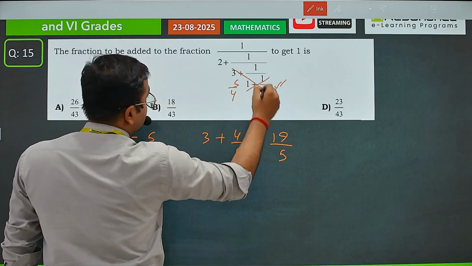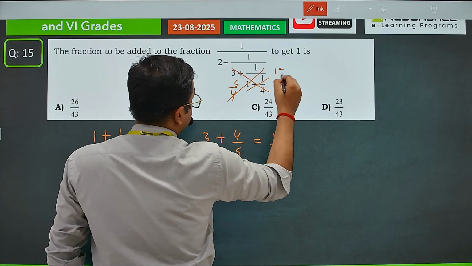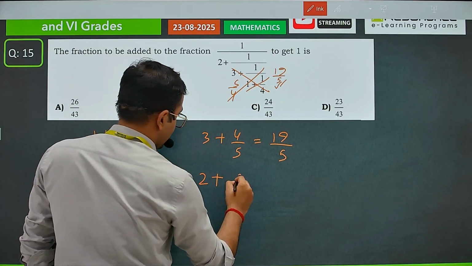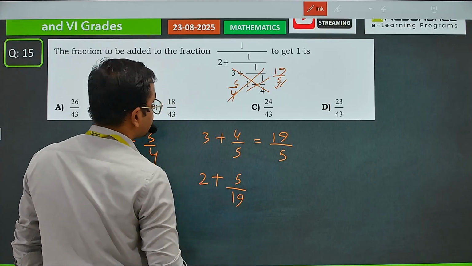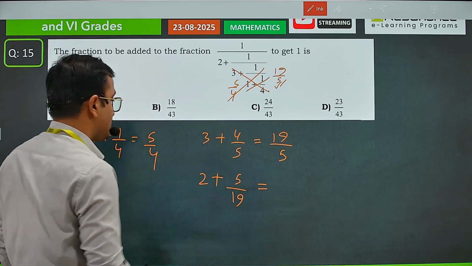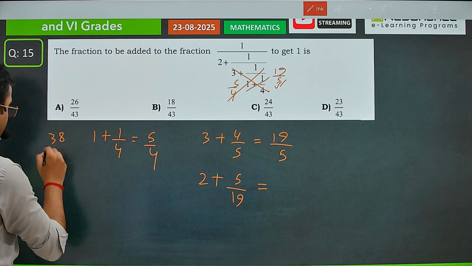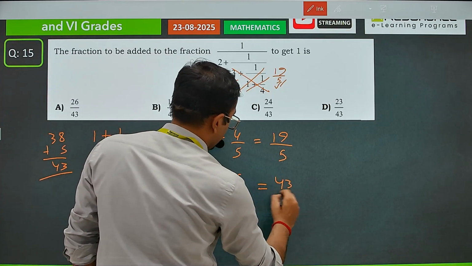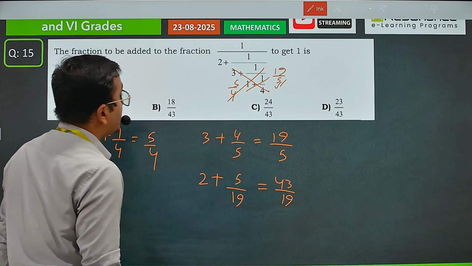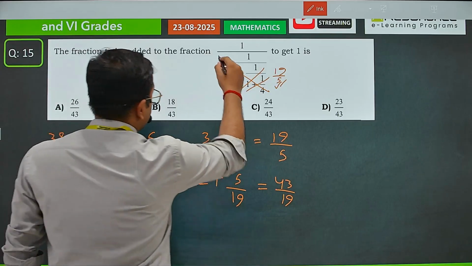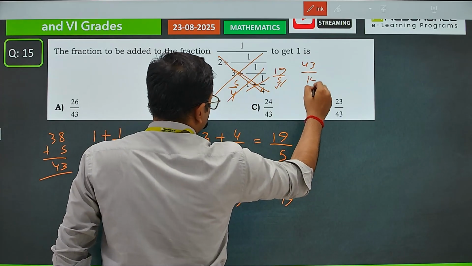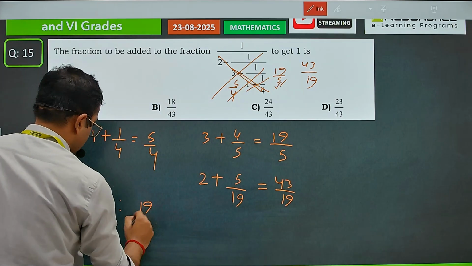Okay, so I can cancel this entire term and write it as 19 by 5. Again, I have to do reciprocal. So that is nothing but 2 plus 5 by 19. Correct. So that is 19 into 2, 38. 38 plus 5, that is 43. 43 by 19. Okay, so 43 by 19, and finally crossing this entire denominator, I can write 43 by 19. So my final answer is 19 by 43.